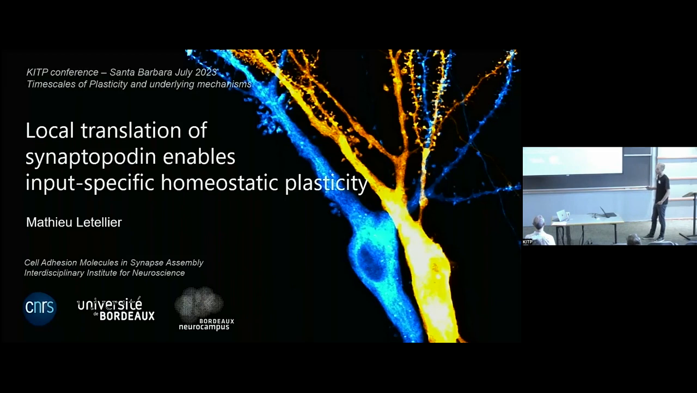to achieve homeostasis. And I'm going to try to convince you that this synapse autonomous regulation is going through the local translation of a protein that is called Synaptopodin. And I'd like to discuss with you the possibility that Synaptopodin serves as a synaptic tag to provide autonomy to synapses and also to provide plastic properties to synapses.